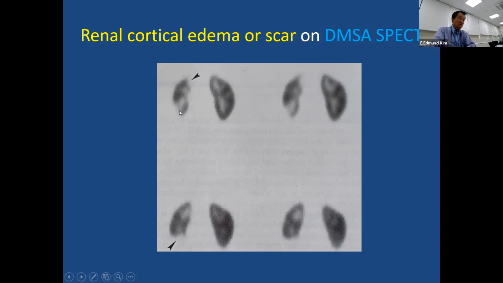Certainly, if there's a space occupying lesion, you'll see it. So you have to correlate it with the CT, all things. So this is showing just the functional cortical parenchymal tissue of the kidneys by DMSA.